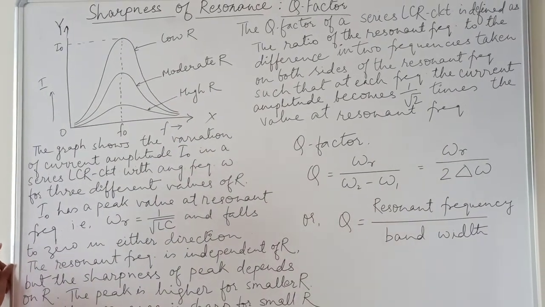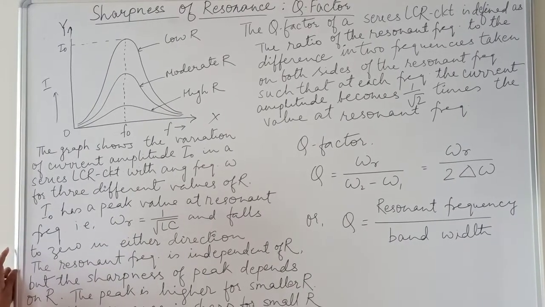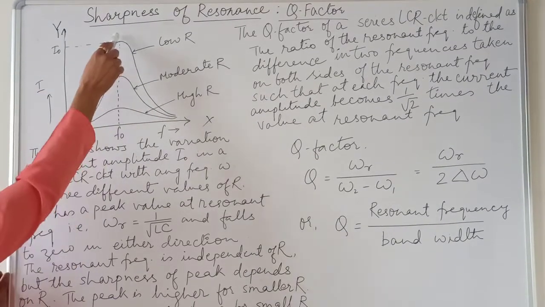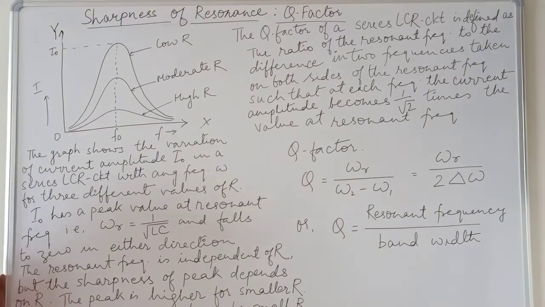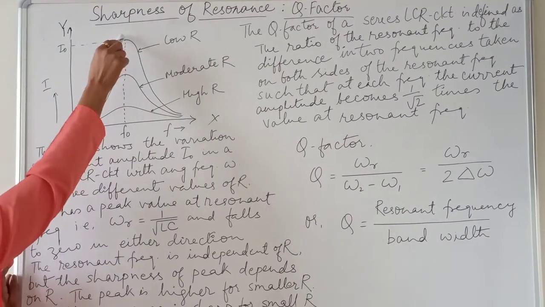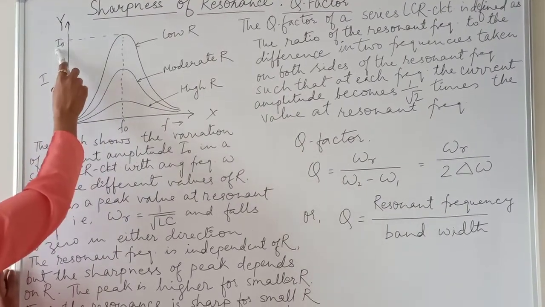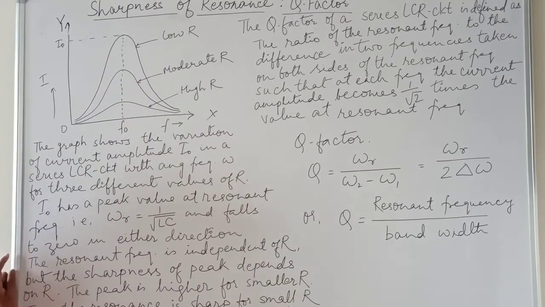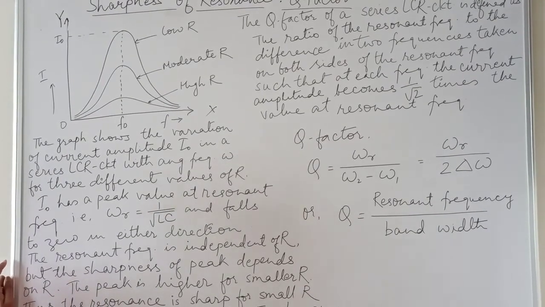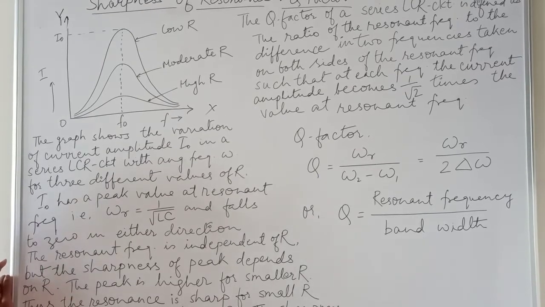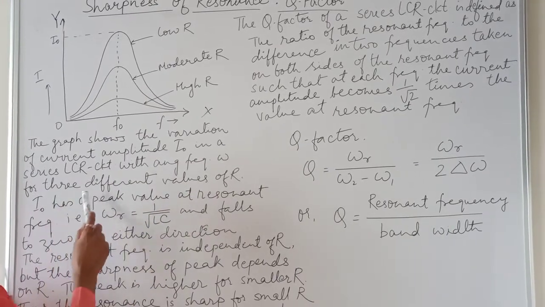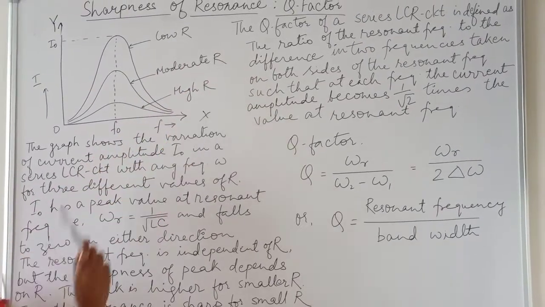I have plotted 3 graphs for 3 different values of resistance. Now, the graph shows the variation of current amplitude I0, the maximum displacement covered by the vibrating body from its mean position. That's why it is the maximum value of current, or peak value, or we can say current amplitude. The graph shows the variation of current amplitude in a series LCR circuit with angular frequency omega for 3 different values of R.